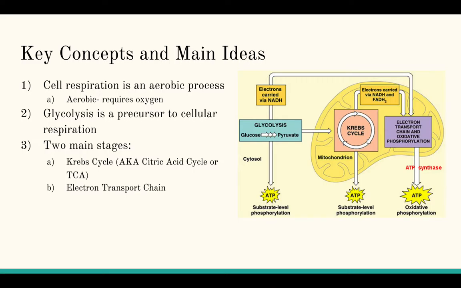The Krebs cycle has 3 common names. Usually I'll call it the Krebs cycle, but you may see the citric acid cycle or the TCA. All 3 of those things mean the exact same thing. They're the first stage of cellular respiration. And then the last stage, or the second, is the electron transport chain, also called the ETC.